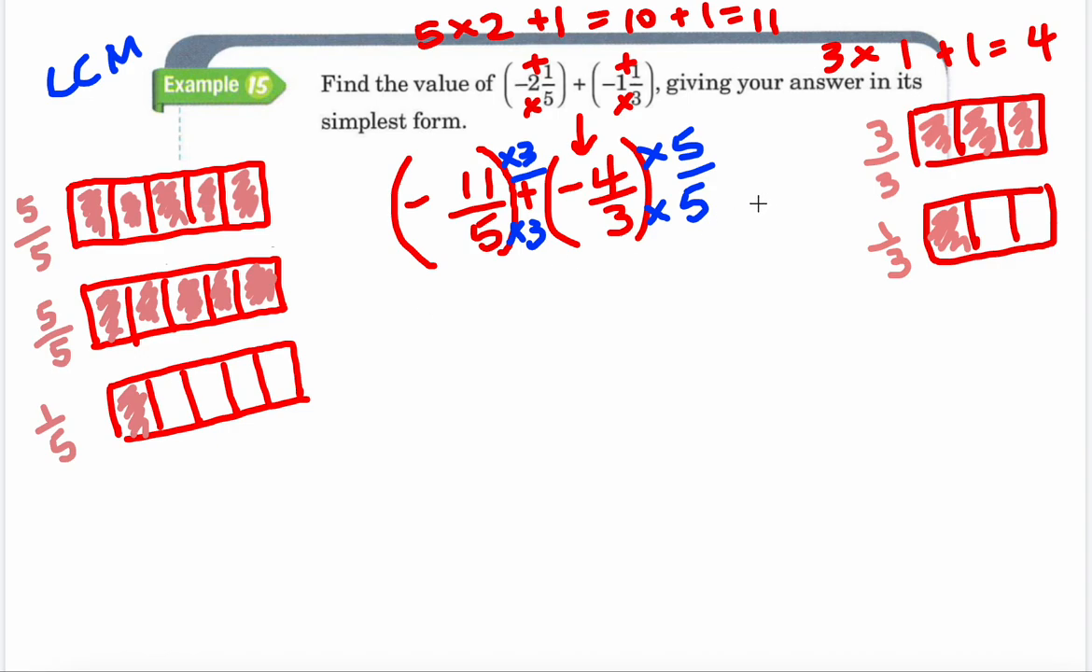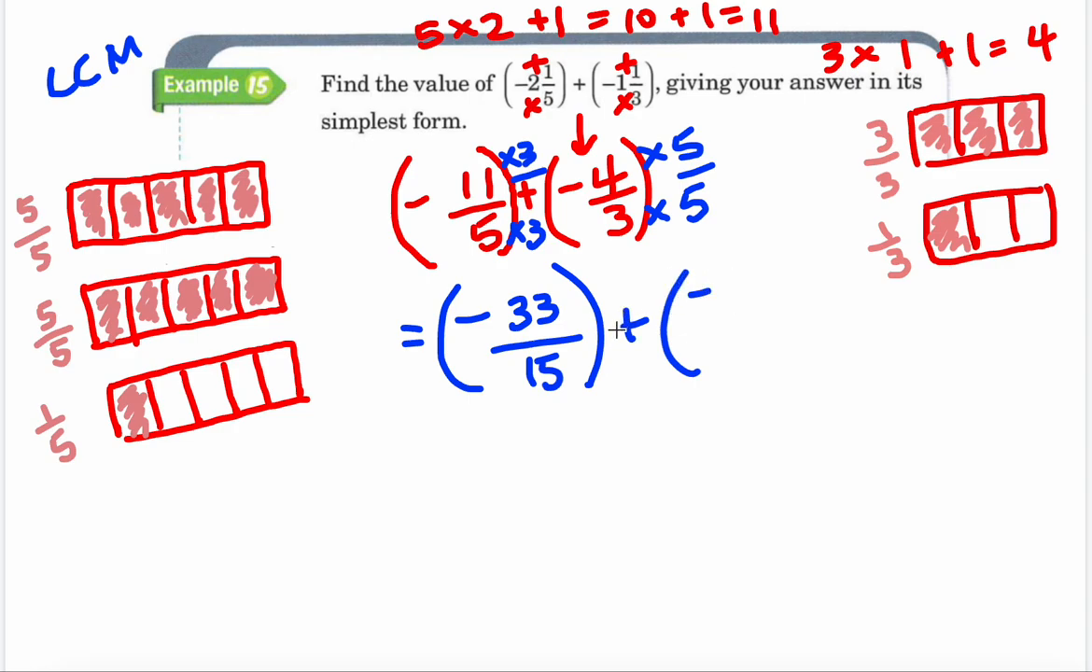Because multiplying by 5 top and bottom is really multiplying by 5 over 5, which is 1, or 3 over 3, which is 1. Okay, so now I multiply negative 11 by 3, so I get negative 33 on top, 5 times 3 on the bottom, so I get 15 on the bottom, plus negative, don't forget that sign, 4 times 5 on the top, 20, and 3 times 5 on the bottom, which is 15. So now they have the same denominator, the common denominator.